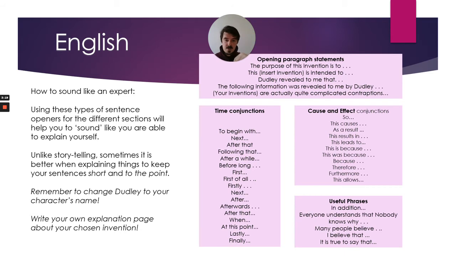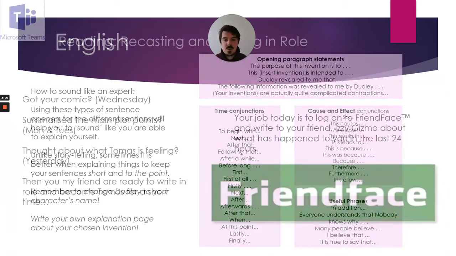So use time conjunctions to sequence your work in order. We've been doing that in reading and we'll be doing a bit more today. Cause and effect, use those words because we've been discussing that in reading as well. Cause and effect, what causes what? That helps you to sequence it and explain it well. So use these as much as you can to sound like the expert you are.